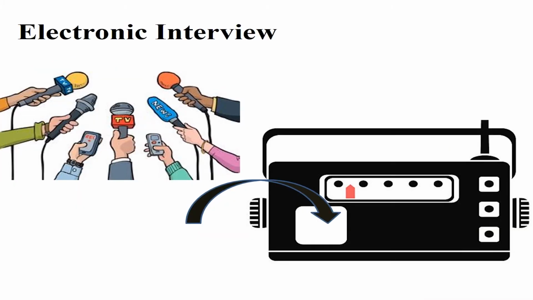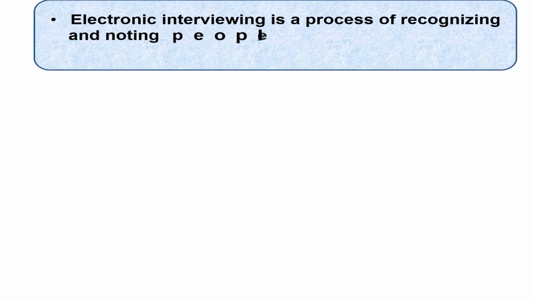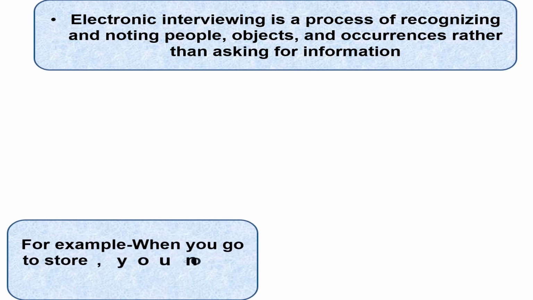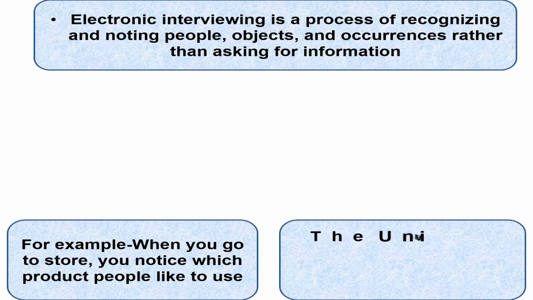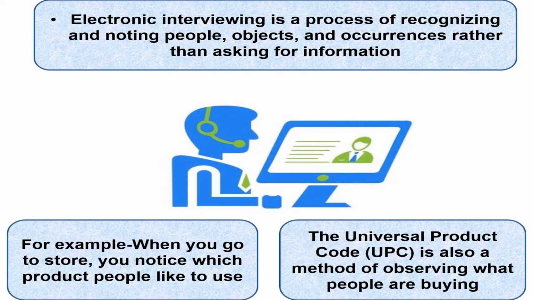Electronic interview is the 4th method of collecting data. Electronic interviewing is a process of recognizing and noting people, objects, and occurrences rather than asking for information. For example, when you go to a store, you notice which product people like to use. The Universal Product Code, or the UPC, is also a method of observing what people are buying.